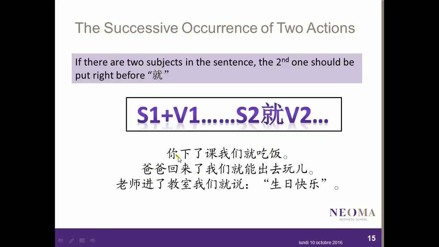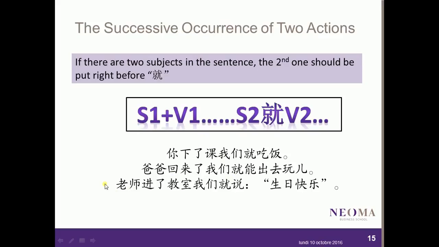爸爸回来了。爸爸, subject 1, 回来了, verb 1. 我们, subject 2, 就, verb, 能出去玩。So normally the first subject finishes one action, and then the second subject can do something else. It doesn't have to be 我们. It can be 弟弟, or other people. For example, 爸爸回来了,弟弟就能出去玩。As soon as daddy comes back, my younger brother can hang out.